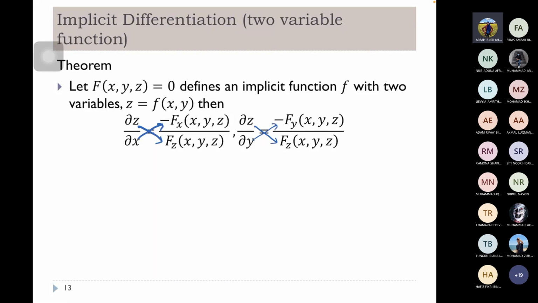So the partial derivative of z with respect to y will be equal to negative fy(x,y,z) divided by the partial derivative of the f function with respect to z. So delta z over delta x equals negative fx over fz, and delta z over delta y equals negative fy over fz. So, got it?